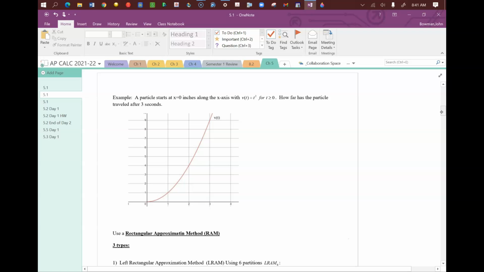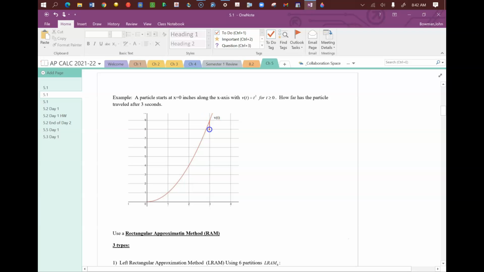Here's an example below. The particle starts at x equals 0 inches along the x-axis, with velocity v of t equal to t squared for time greater than or equal to 0. How far has the particle traveled after 3 seconds?